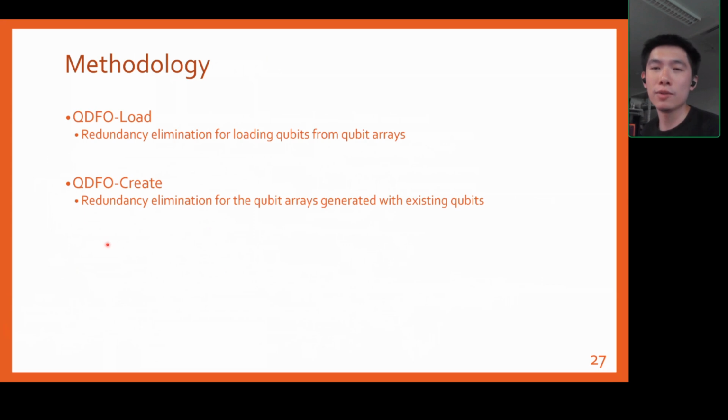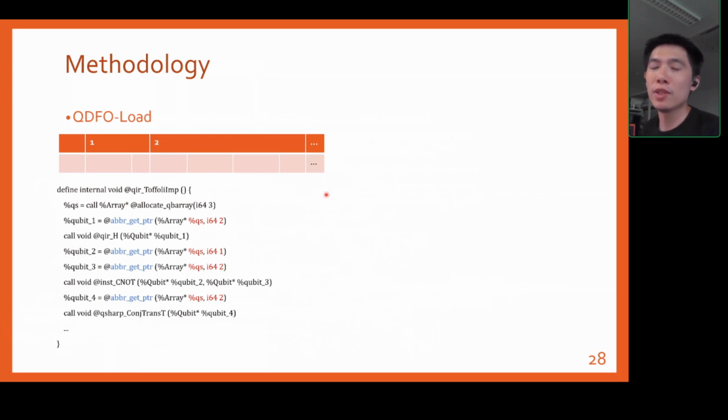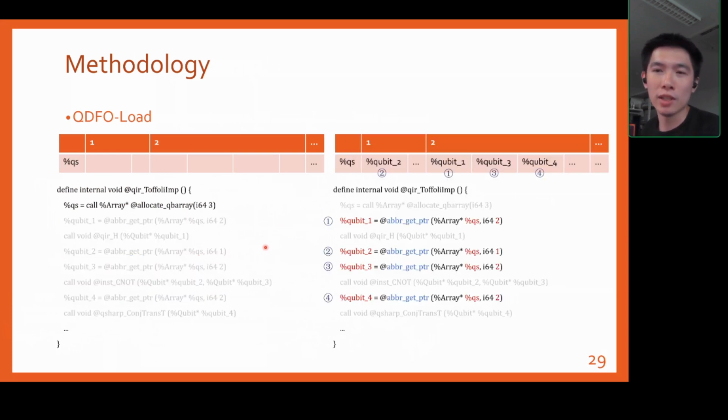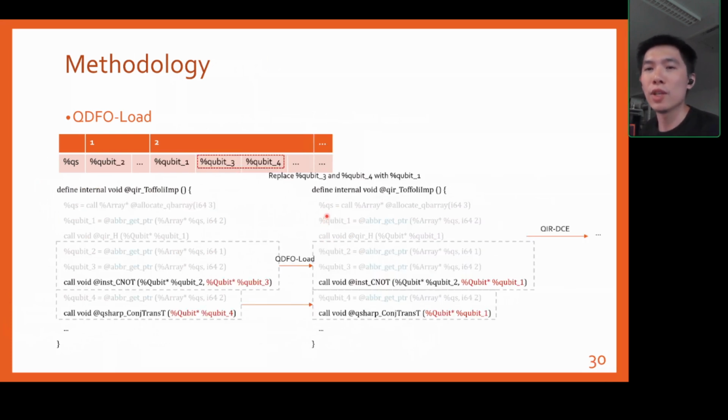And then we design two methods, QDFO load and QDFO create, to optimize the redundancy problem of the loaded qubits and the qubits generated with the existing qubits. As previously described, qubit reloading occurs in the QIR code. In our method, we use a multi-dimensional vector to solve this problem. Specifically, we take each allocated array and collect the definition of the pointers to each loaded qubit. After that, for each qubit, we replace the definition of the corresponding pointer. In this example, we use qubit 1 to replace qubit 3 and qubit 4. After the replacement, we can eliminate the redundant instructions with the QIR DCE optimization we designed.